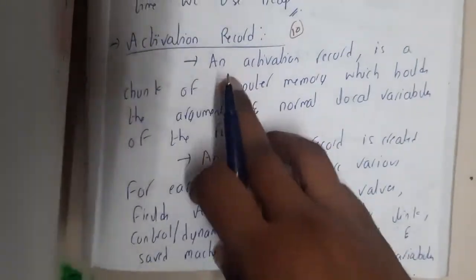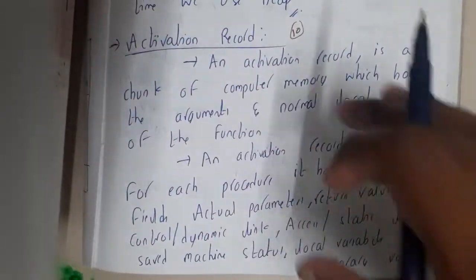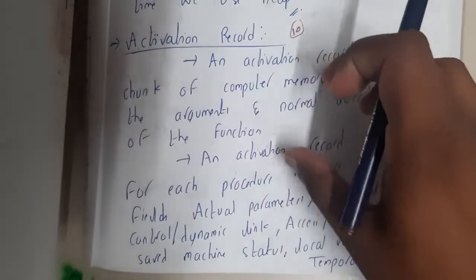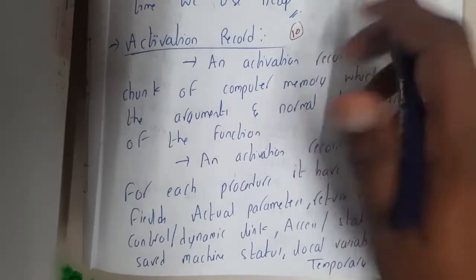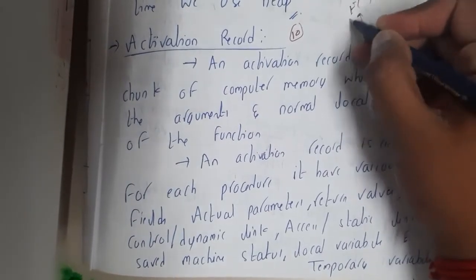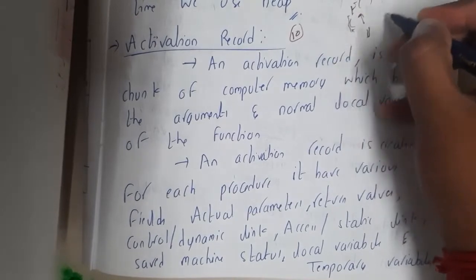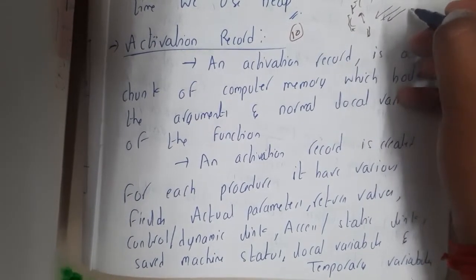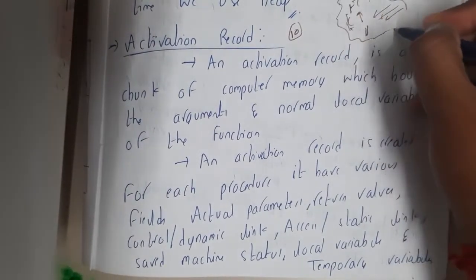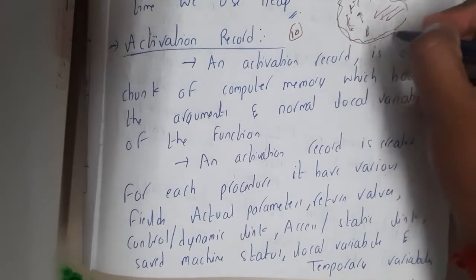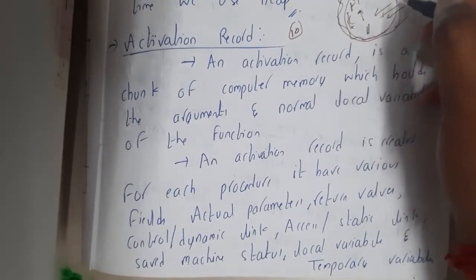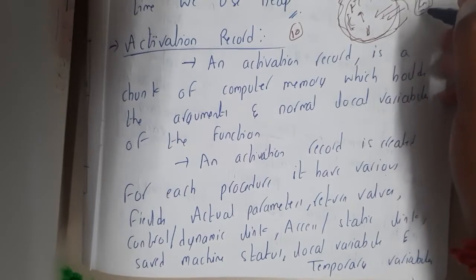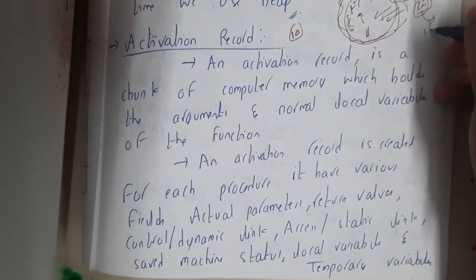Basically, an activation record is a part or a chunk of memory which is allocated to a particular function whenever it is called, guys. So when a function is called, memory is allocated for it. Why is this memory allocated? To store the metadata about the function, guys. So the details of the function will be stored in this activation record. This activation record is pushed onto the stack, guys.